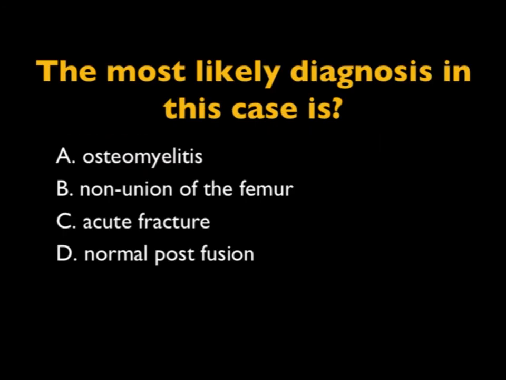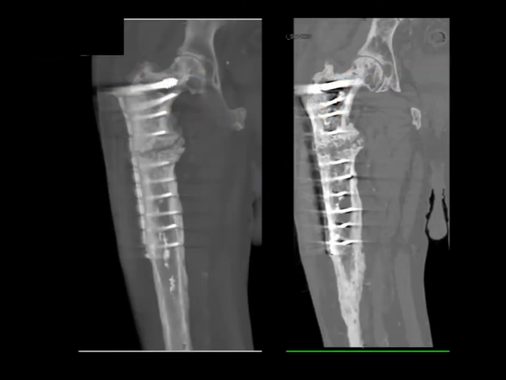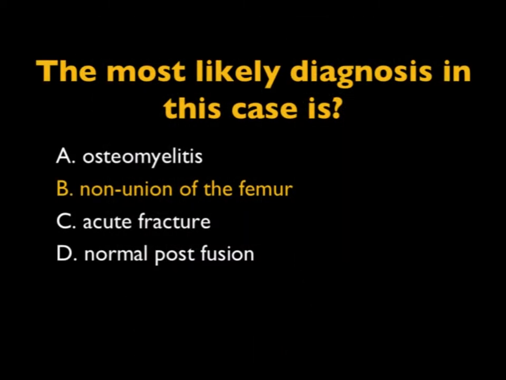In this case, I asked what the most likely diagnosis is. You can see two sets of images. The patient appears to have Paget's disease and has hardware in place. You can see that there was a fracture, but the fracture line is still well defined. This is not osteomyelitis, and it's surely not an acute fracture, and it's not a normal post-fusion appearance. This is non-union. CT, particularly with reconstructions, is very good at seeing non-union or malunion. And again, the reconstruction views are very helpful in this regard.